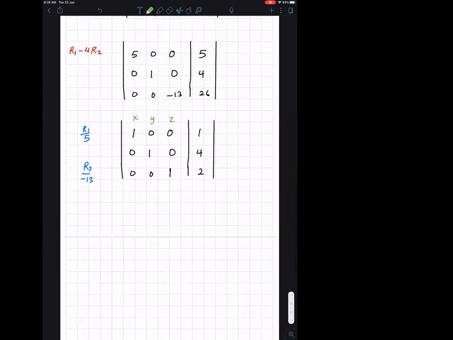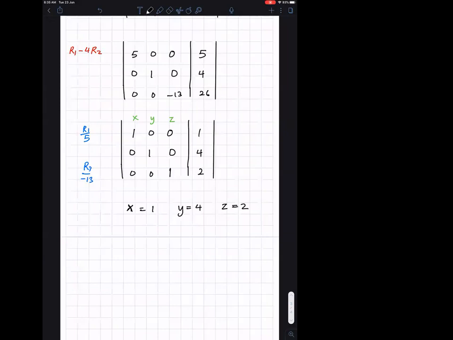So then now you can conclude. From here, you can determine what X, Y, and Z are. Can you tell me what X equals? 1, sir. Y, 4, and then Z, 2. Yes, sir.